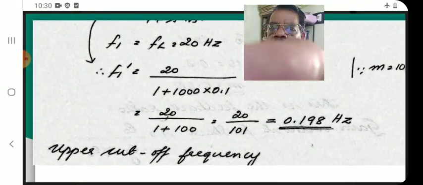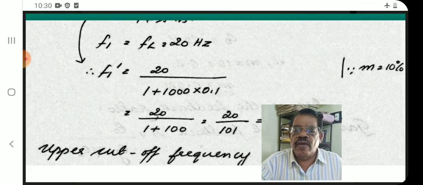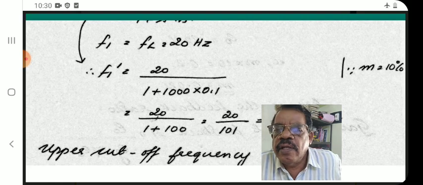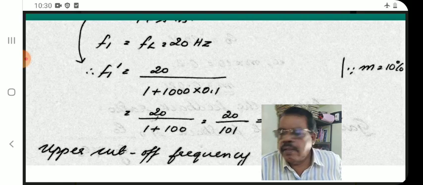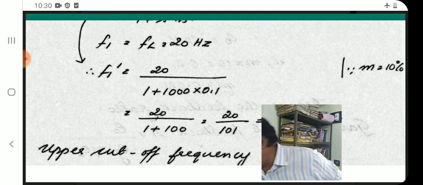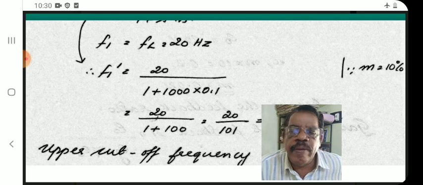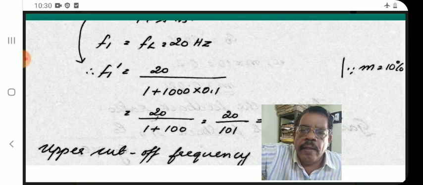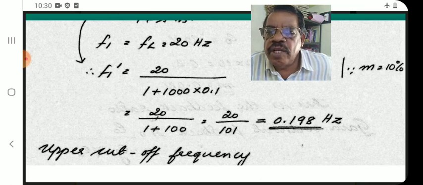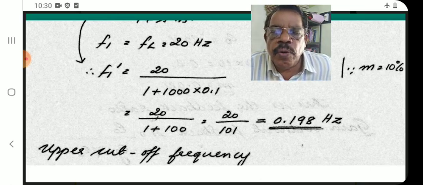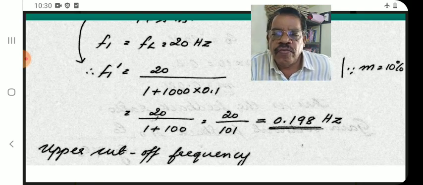Here F1 is FL, which is 20 hertz. Therefore F1 dash is 20 by 1 plus 1000 into 0.1. A is 1000 and M is 10%, which means 0.1. So the new F1 dash is 20 by 1 plus 100, 20 by 101, 0.198 hertz. That is the new lower cutoff frequency.